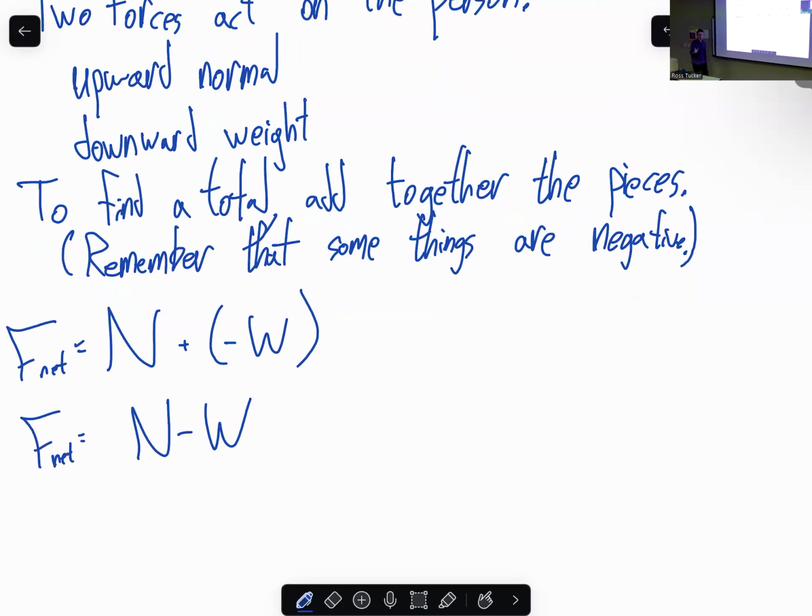You must be able to do this, or you will fail the test. You will fail the semester. You will not become doctors. You will not become optometrists. You must be able to add things together and get a total. Please focus here.